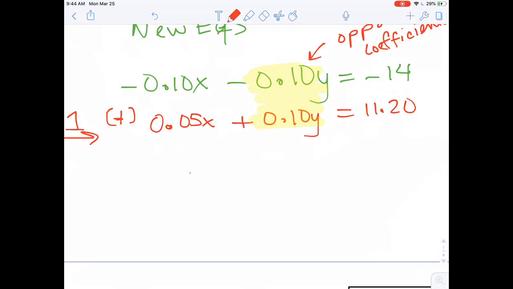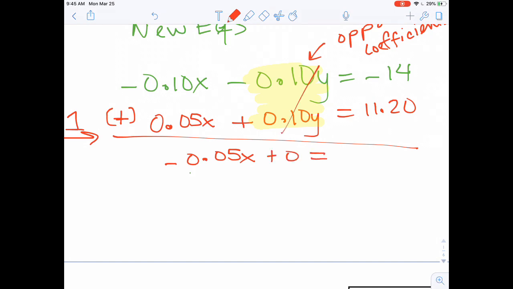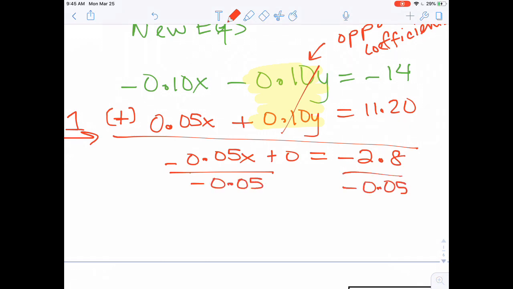Here's my plus for adding, and then just start doing these. So negative 0.10 plus, that's negative 0.05x. There's your 0. You can add the 0 if you like. And then you got 14 minus 11.2. That's negative because the 14 is bigger. And then I'm going to divide by 0.05 on both sides. And what does that become? Think about that. Put that in the calculator, divided by 0.05.